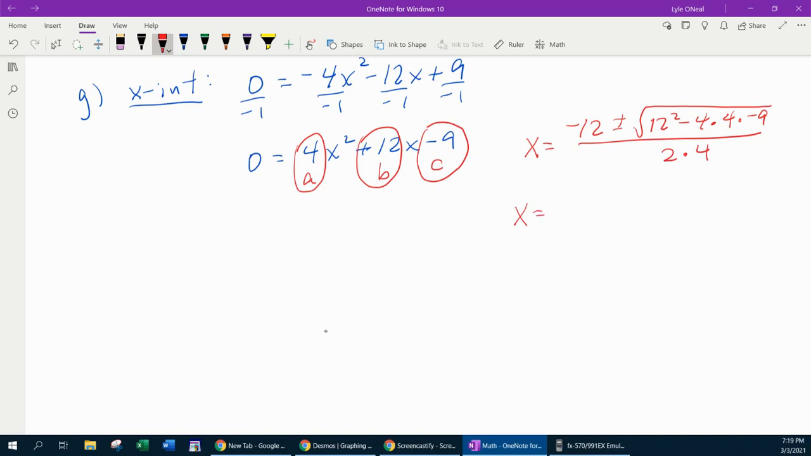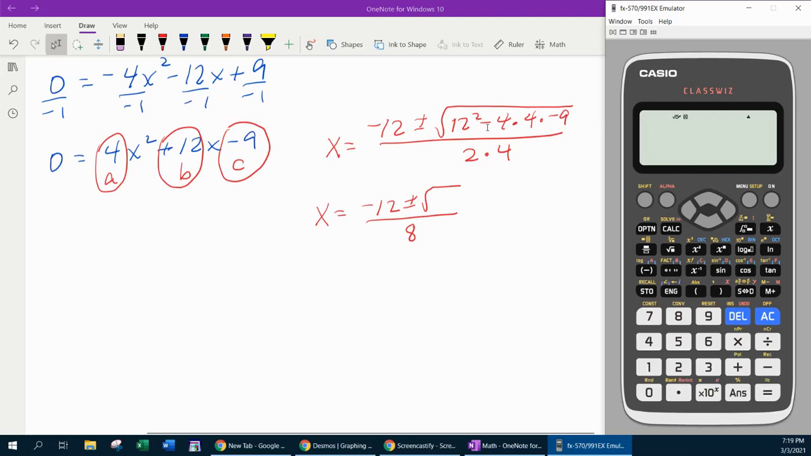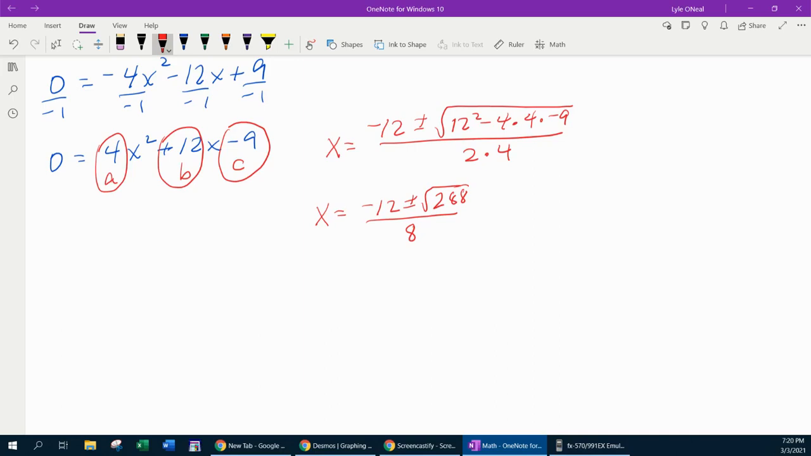And then we're going to have x equals negative 12 plus or minus square root of some stuff. And to figure that out, I'm going to use the handy dandy calculator. Okay, so I'm calculating the radicand. 12 squared minus 4 times 4 times negative 9, 288. And then, oh my goodness, I'm going to have to see if I can reduce that. We need this to be in simplest radical form.